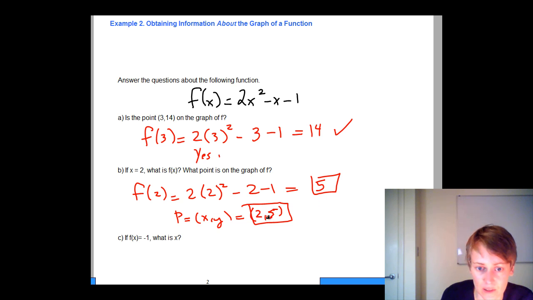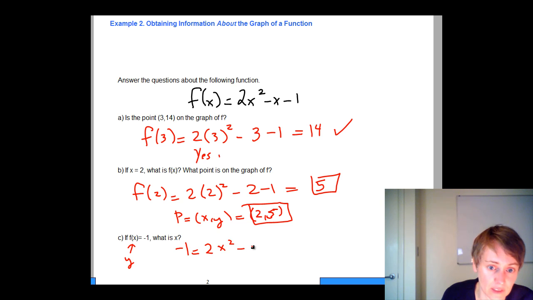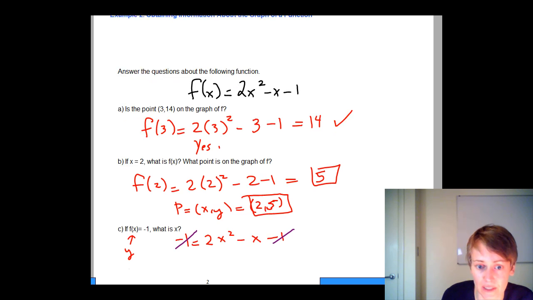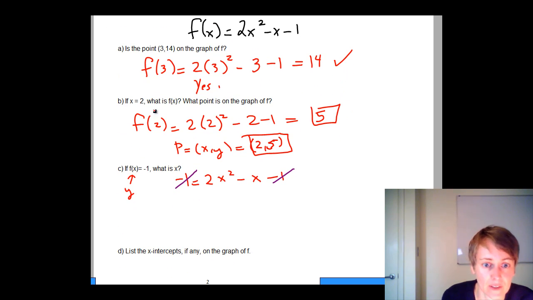Okay, now we're on to part C. Now it's saying if y equals -1, what is x? So I'm going to let y equal -1, and I need to solve for x when I do that. So if you notice, I have -1 on both sides of the equation, so I can add it to both sides, and when I do, they're canceled out. So now I'm left with a 0 on the left equals 2x squared minus x.